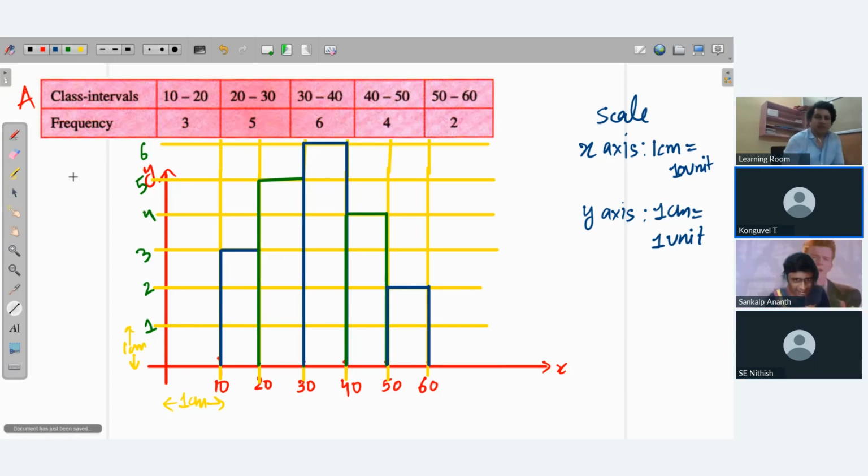Okay. So, how many rectangles do you see? Five. Very good. So 5, because there are 5 class intervals. Which class interval has the highest height? 30 to 40. Which has the smallest? 50 to 60. Very good. So this is one case.